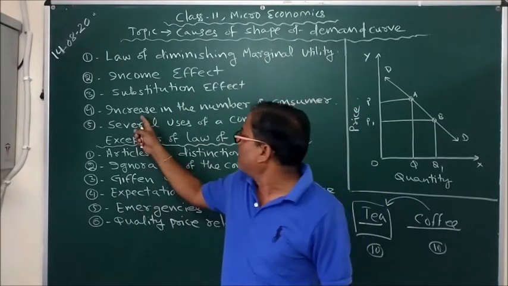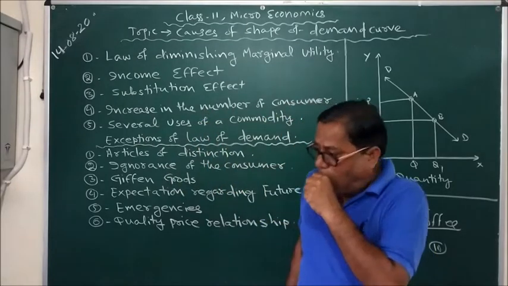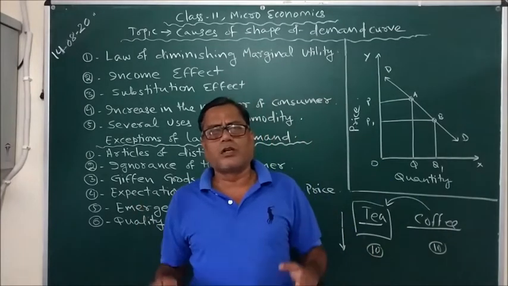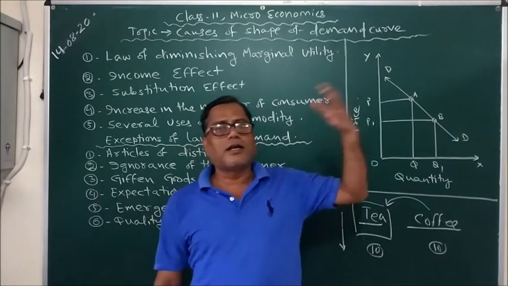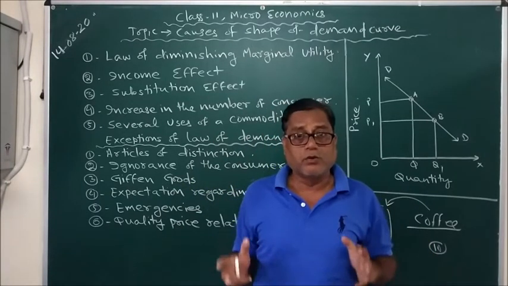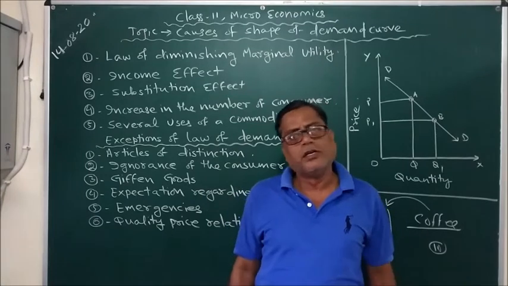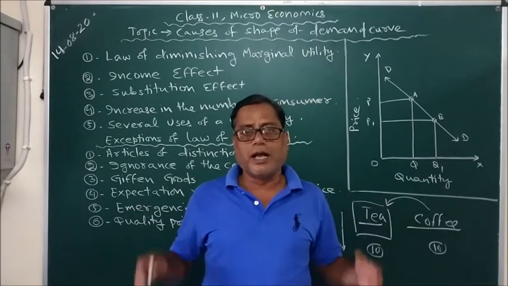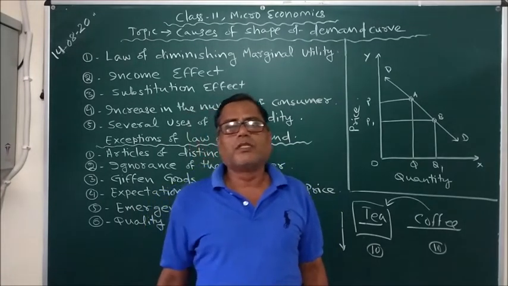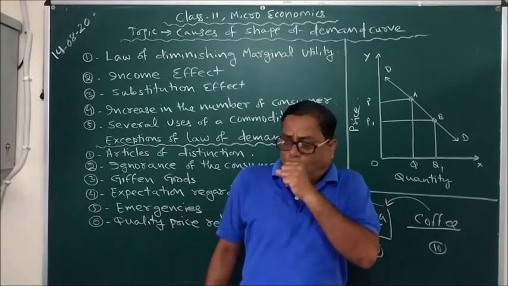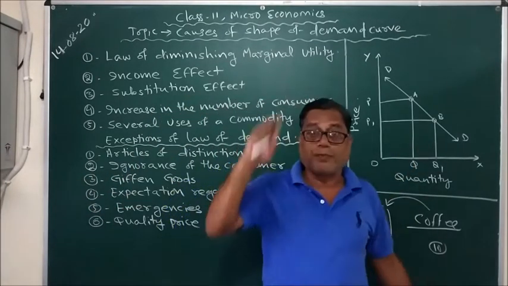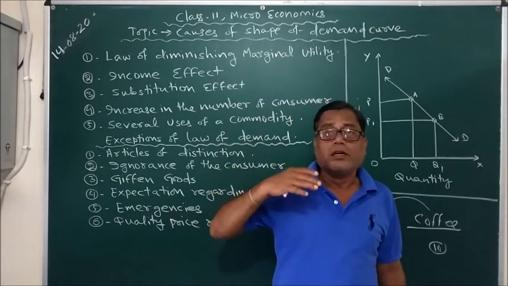So the fourth point is increasing the number of consumers. For the same reason, when the price falls, people who earlier could not afford to buy a good, now are also able to buy it, or they can afford to buy it. That's why when the price of a good falls, the number of consumers increases, and that is the reason why when the price falls, the demand rises.